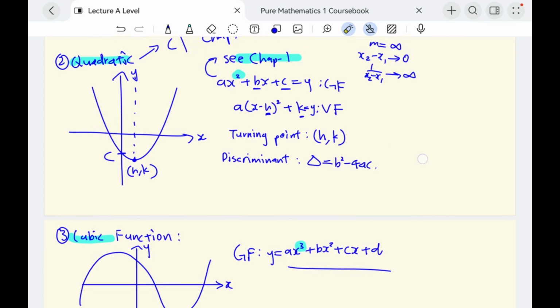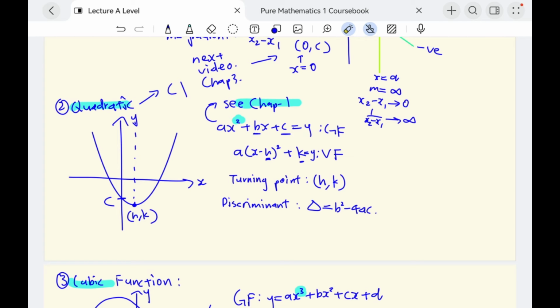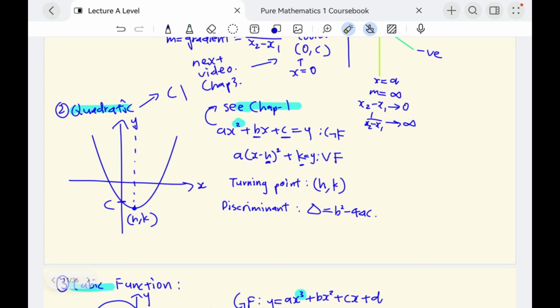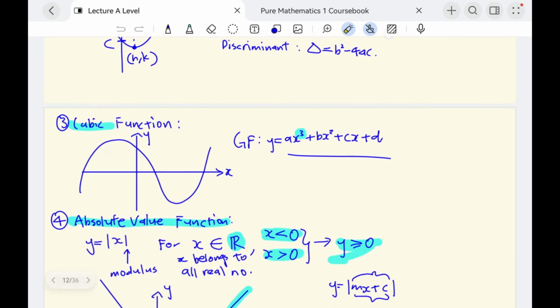I'm not going to discuss too much here, and also you will know how to find the discriminant. You need to use b squared minus 4ac to see whether this quadratic has roots or not. Okay, whether it has real roots or not.